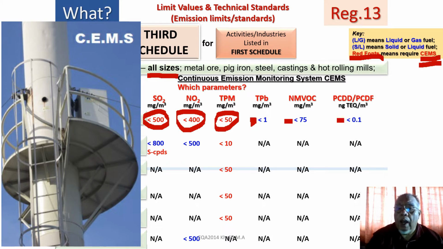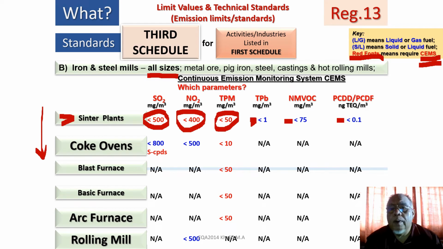So what do they do? How do they go about it? First of all, for sinter plants, they have to install CEMS for these three parameters: sulfur dioxide, nitrogen dioxide and total particulate matter. That's done. What about total lead, VOC and also dioxin and furan? What do they do? First of all, total lead is only one parameter, but if we look at non-methane volatile organic carbon, there are various parameters.